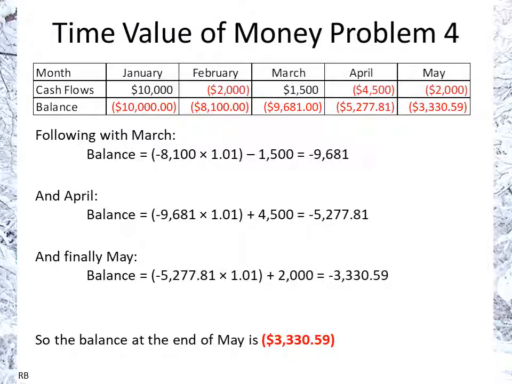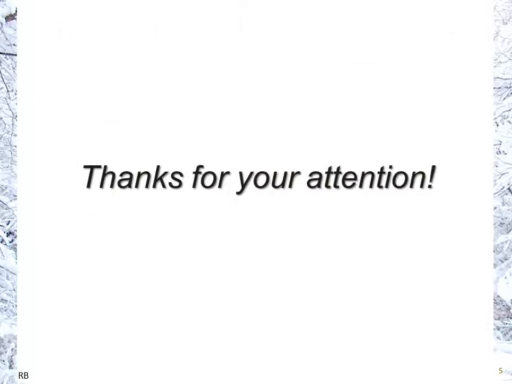Now, if we calculate how much was borrowed and how much was paid back, we have 10,000 plus 1,500, so 11,500 were taken out, and we have 2,000 plus 4,500 plus 2,000, that's 8,500. So we had a net of 3,000. So the $330 and the 59 cents is the interest on the amounts that we have so far, just for your information. Thanks for your attention, and I hope that helped.